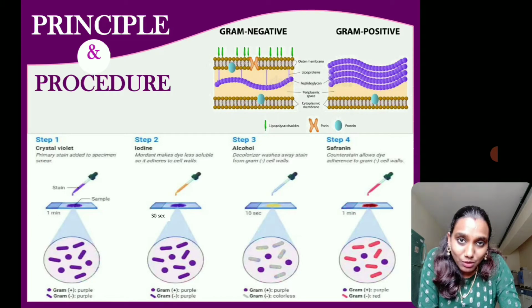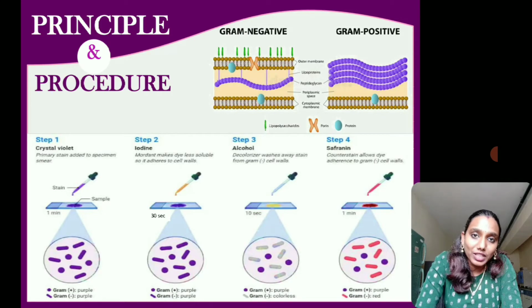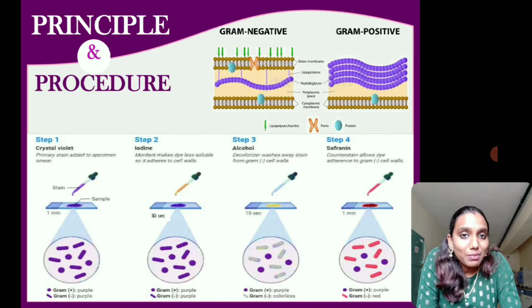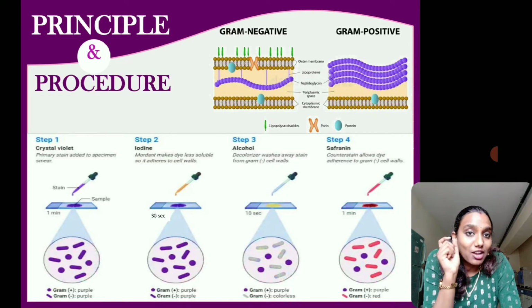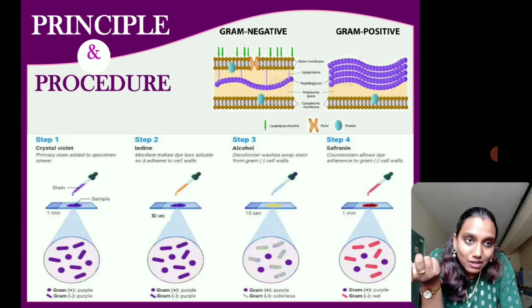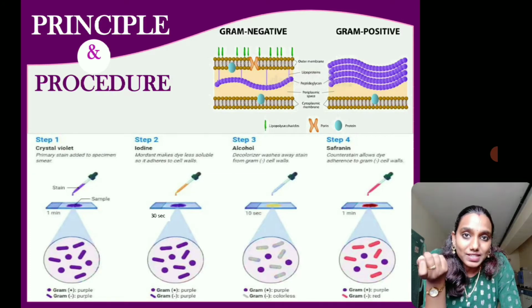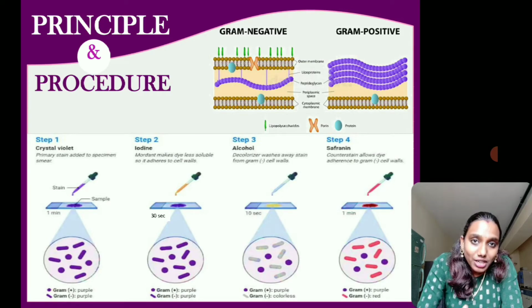Once the alcohol is washed off, the counter stain or the secondary stain is added onto the smear. Here the counter stain is nothing but safranin. When you flood the smear with safranin, the gram-negative cells, which have lost the crystal violet because of the decolorization step, will now take up the safranin, whereas the cells which have retained the crystal violet cannot take up the safranin because they are already stained with crystal violet.